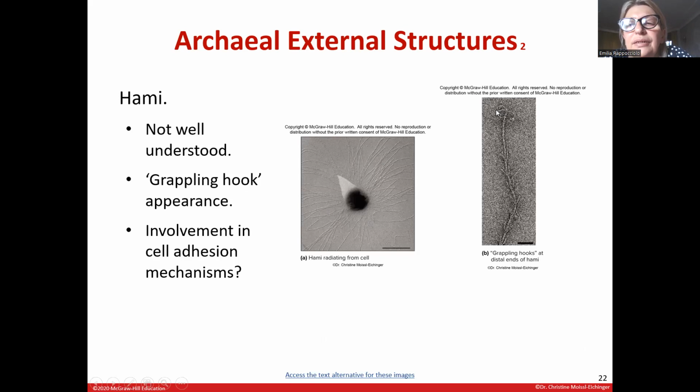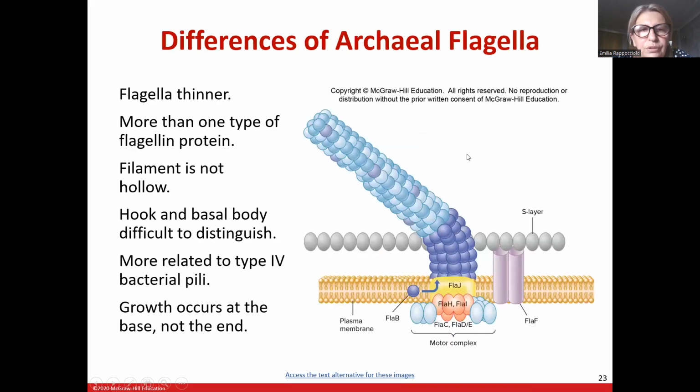Hami, here in this micrograph, you can see this curved structure. Hami comes from Latin, for the hook that you use for fishing, because they have this hook shape. They are probably involved with adherence and attachment to surfaces.